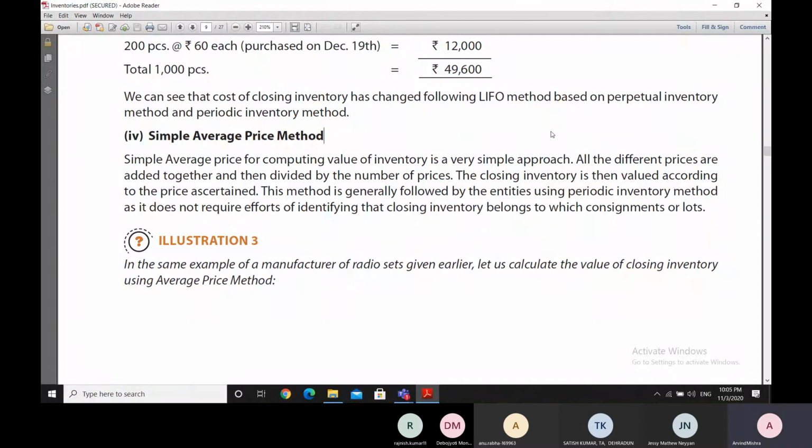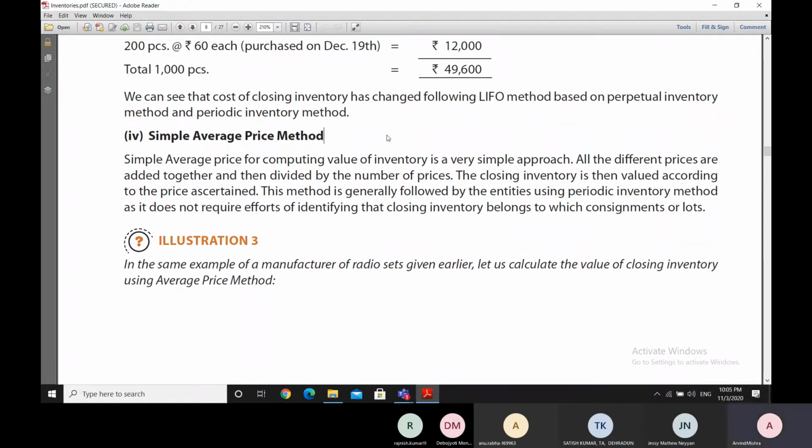We are starting with part 2 of inventories as part of our series of bookkeeping and accountancy. We are doing valuation of inventory methods, and in that we are now at the simple average price method. So we'll start with the simple average price method.